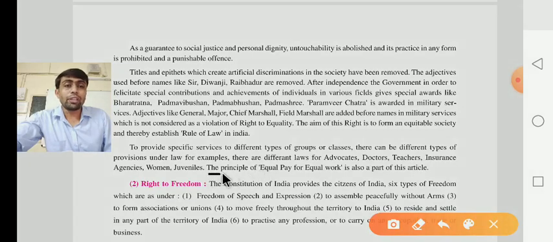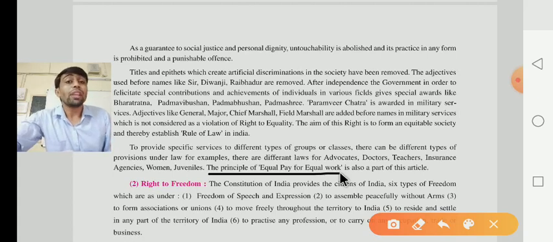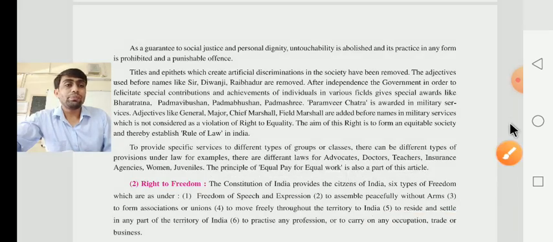And the principle of equal pay for equal work is also part of the article. What they say is that the principle of equal pay for equal work means that if any individual does any kind of equal work, then you have to pay equal pay. That's why the principle of equal pay for equal work is also part of this article.